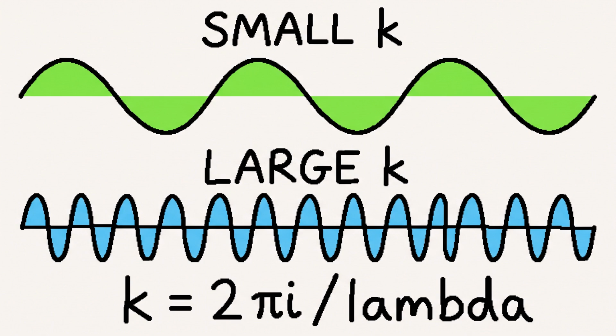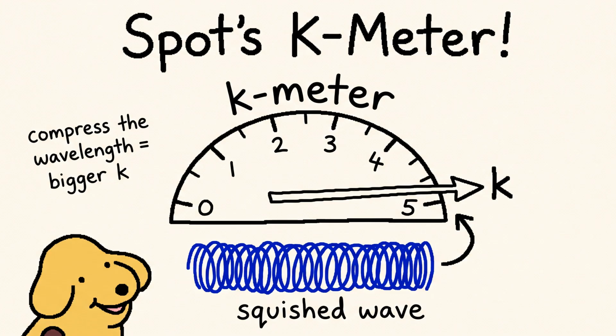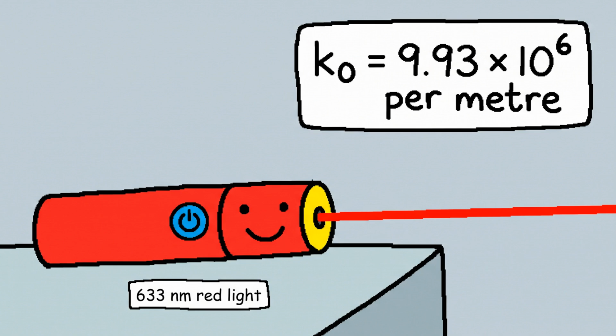Here's the leap. k is a kind of momentum. A short wavelength means a large k, which means a large momentum. Light has it, sound has it, and as we'll see, surface waves have it too. Theirs is bigger. For visible light at 633 nanometers, a standard red laser, k is about 10 million inverse meters. Keep that number in your back pocket.